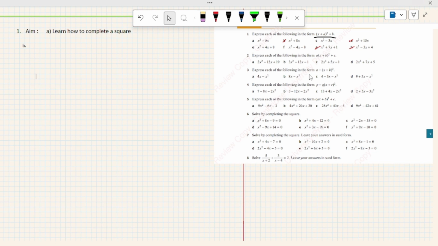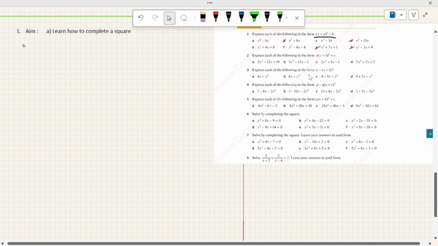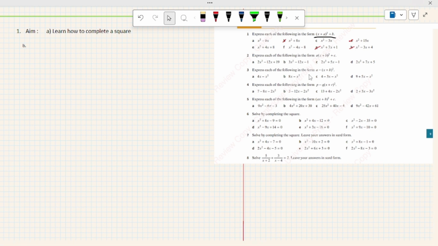To complete a square. Alright, we're going to look at the easiest way to complete a square, and then we're going to go from easiest to the much more complex ones. We're going to do the red underlined questions here. The red marked questions are the ones we're going to be focusing on. So without any further ado, let's get on to it.